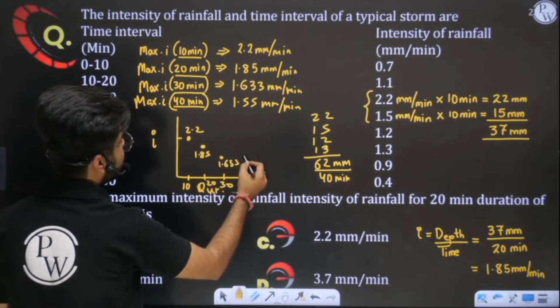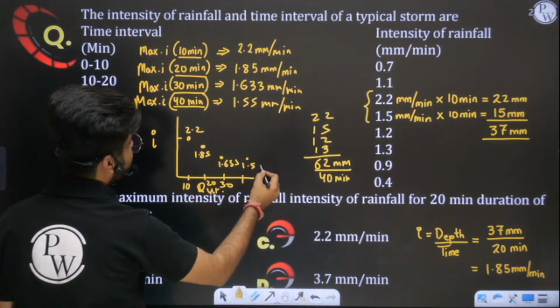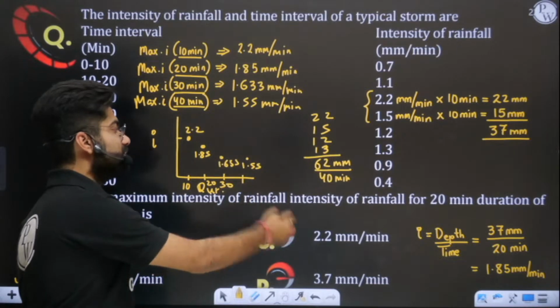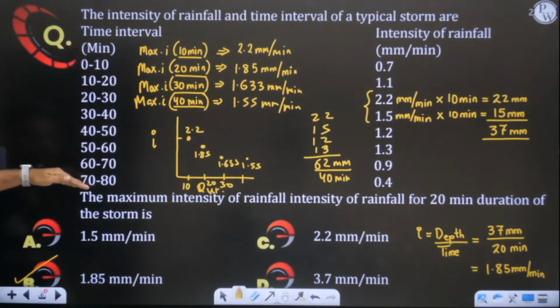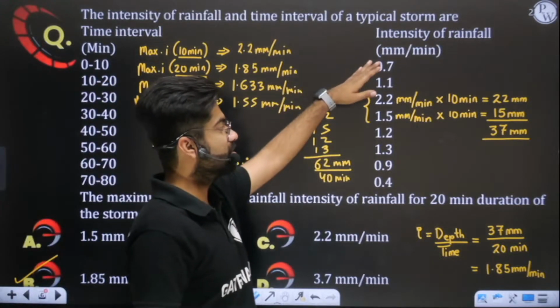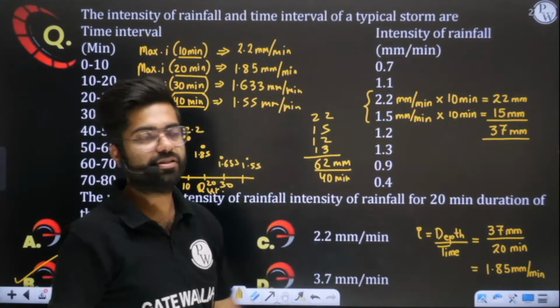Now the gap is reducing. Then for 40 minutes the value is 1.55. Similarly for 50 minutes, 60 minutes, 70 minutes, and at max for 80 minutes. For 80 minutes, sir, we have to take the total sum of the entire depth of rainfall divided by 80 minutes. That will be the answer.